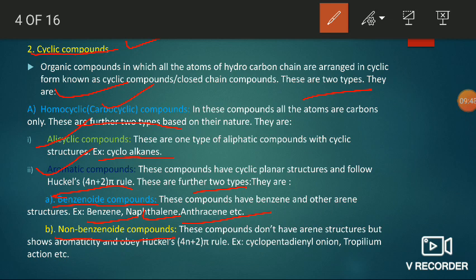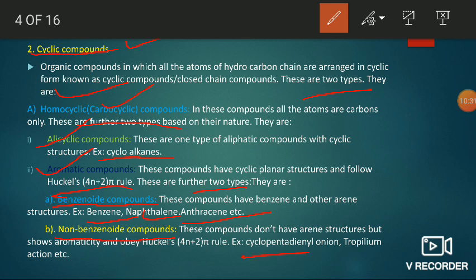Benzenoid compounds mainly contain benzene rings in the cycle. In the case of non-benzenoid compounds, these are one type of aromatic compounds. They show aromatic nature, but they don't have any benzene rings in the cycle. So these are called non-benzenoid compounds. They have planar structure and show aromaticity. That is, they obey Huckel's rule, but they don't have any benzene-like structures.